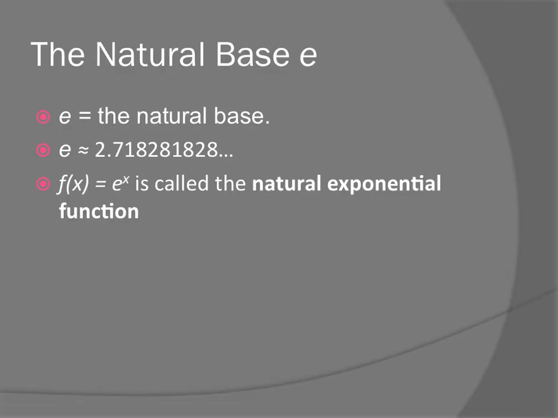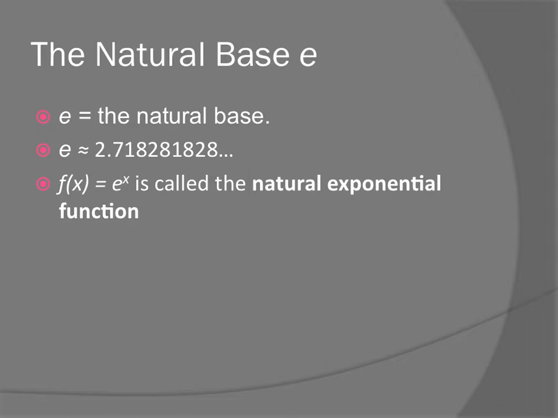The natural base, E. So E is actually kind of like pi. It's a symbol that represents a number, okay? It's called the natural base, which, because when we get to logs, you'll see why, okay? But E as a number is 2.718281828, and so on and so forth. It doesn't end, it doesn't repeat, which means it's an irrational number.